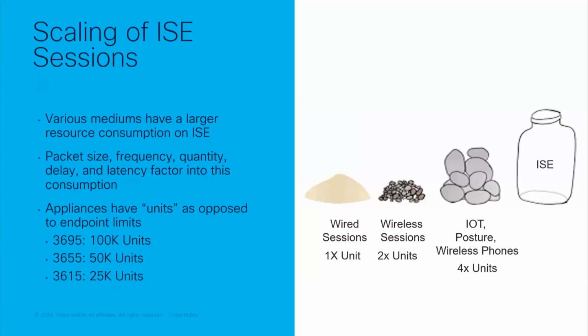The way that we think of things, as opposed to the way it's phrased within the scaling guide of 100,000 endpoints, 100,000 sessions, is that with advanced services we think in terms of units. Each type of endpoint consumes a number of units. Now, let's talk about why this is the case and go into one example that we recently saw on a customer deployment.